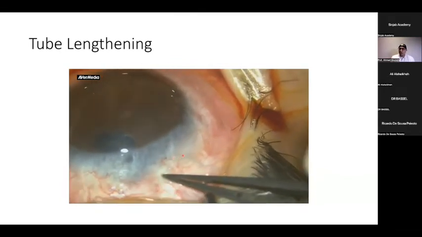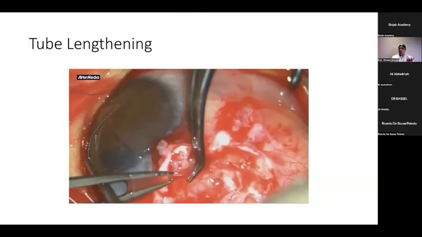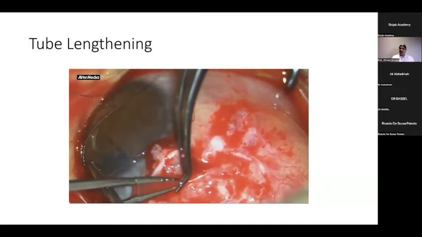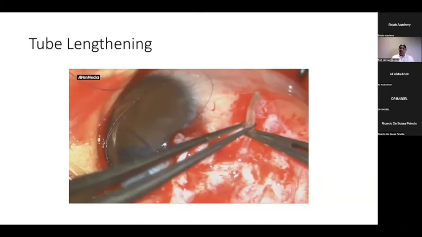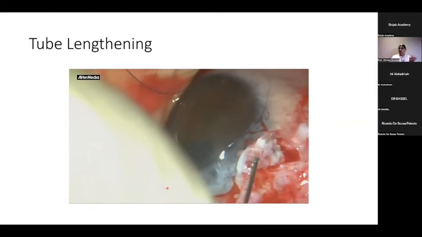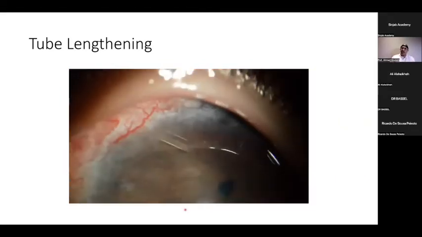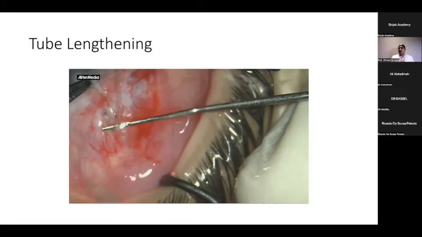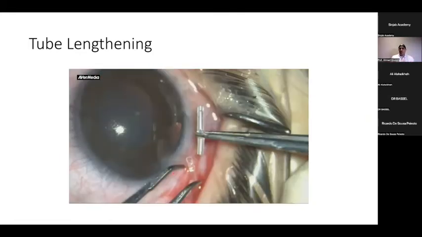So in some patients, actually, we don't have a tube extender. We don't have to buy another valve. Then I'll get the tube out of the eye, and then I'll get another piece, an old piece of Ahmed valve. And then now you can see the tube is becoming longer. So this is very economic.